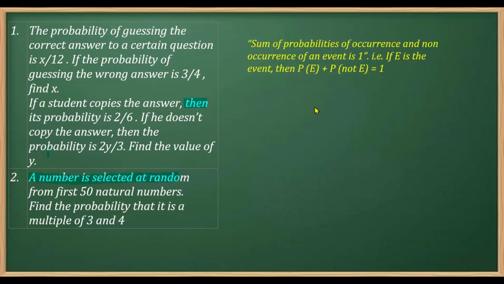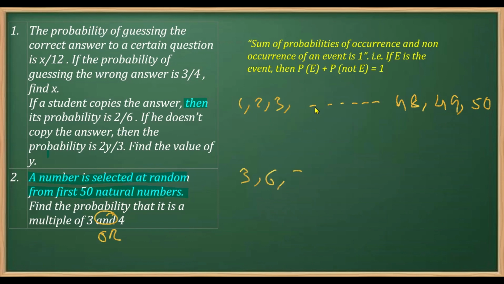It says a number is selected at random from the first 50 natural numbers. So these are the first 50 natural numbers: 1, 2, 3, and so on, like 48, 49, 50 being the last. Find the probability that it is a multiple of 3 and 4. Well, it can be confusing to a student when to use or and and. When we talk about or, it means multiples of 3 like these numbers, and multiples of 4 which are these, or could be the common multiples also.